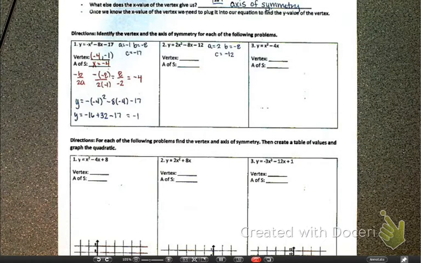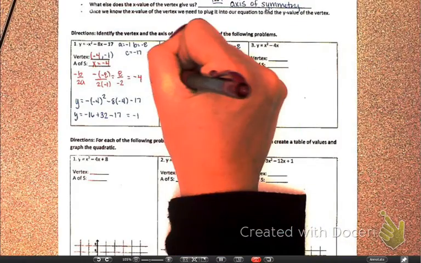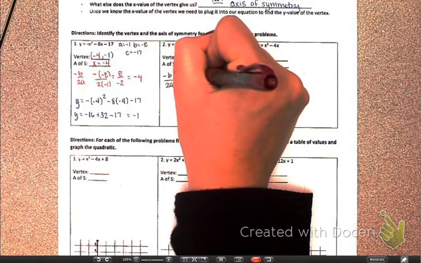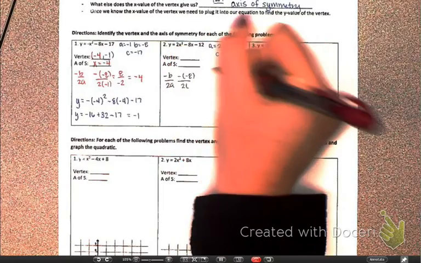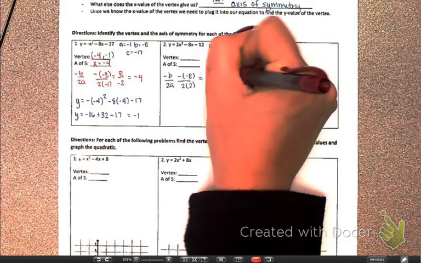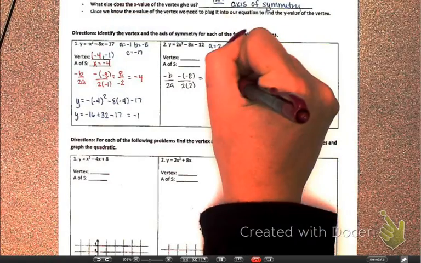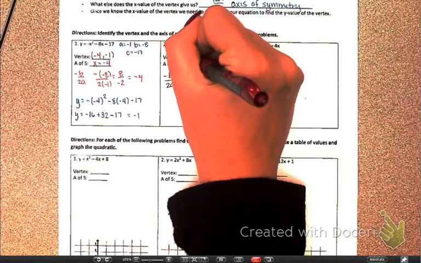All right, so if I plug it in, 8 over 2, 4. The video will be online too. So let's see. Negative B over 2A. B is negative already, right? Over 2 times 2. So I have a positive 8 over 4, which is a positive 2. So the x value of my vertex is 2.